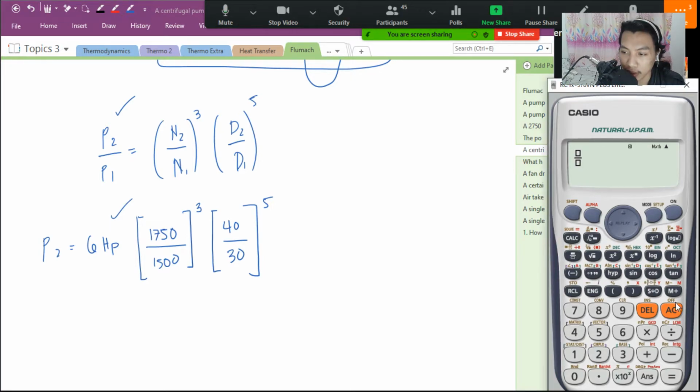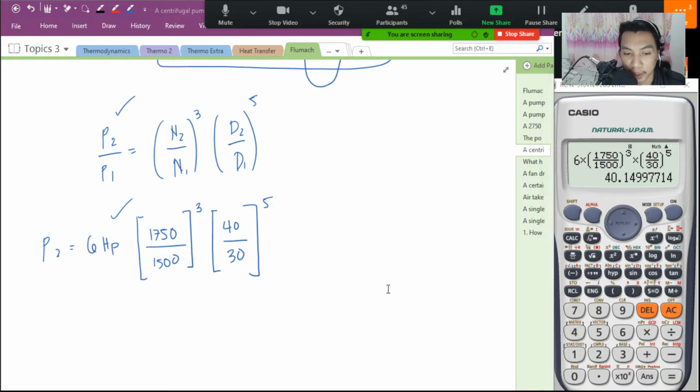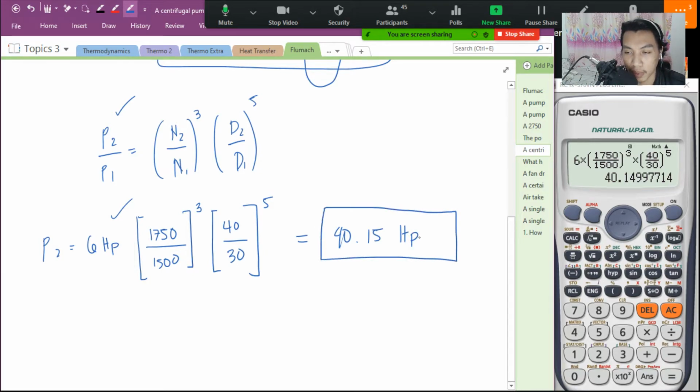So, this is 6 times 1,750 divide by 1,500, tapos, cube. Times 40 over 30, tapos, naka-raise to the 5th power. The answer is 40.15 HP. Ganun lang po kadali kapag pumps. So, more problems sa pumps next meeting.